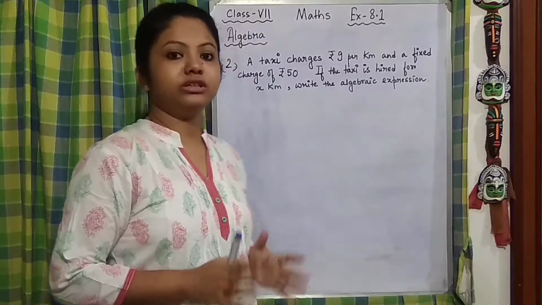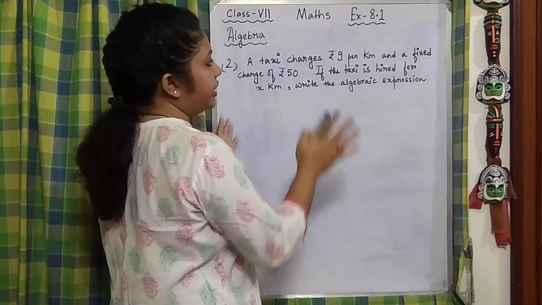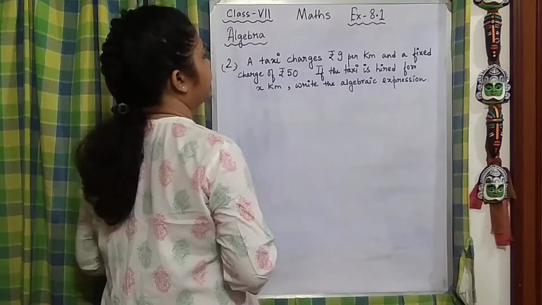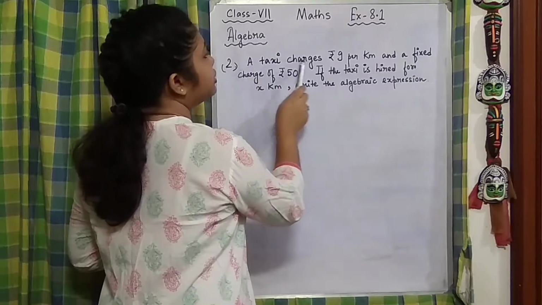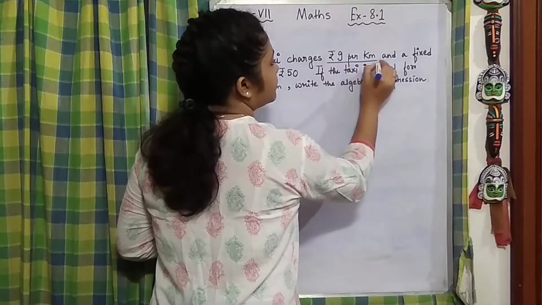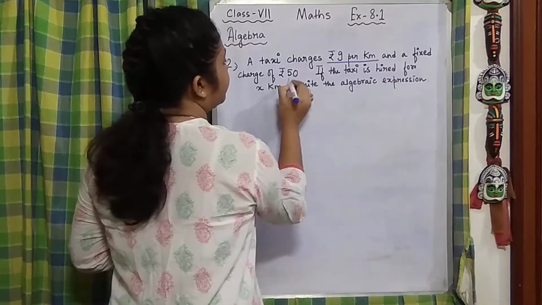Now coming to number 2 sum. Here, see what the conditions given are. This is a word sum, or a word problem we can say. A taxi charges ₹9 per kilometer. Okay, so this is the important part. And a fixed charge of ₹50.